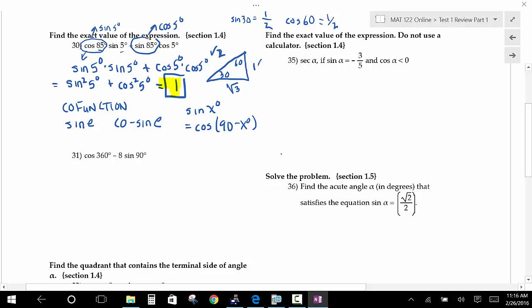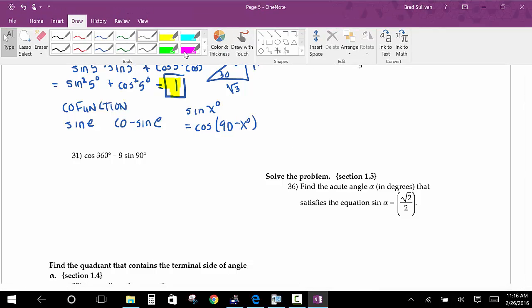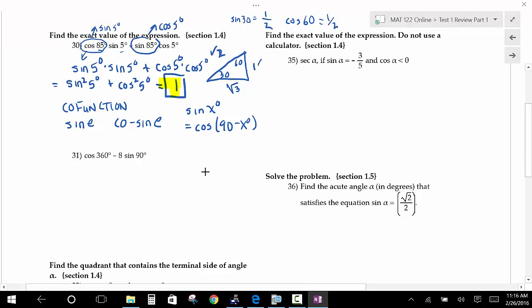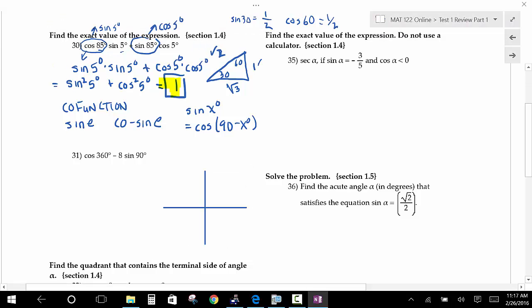Okay, well, the next one, let's see. This one you're really just going to want to work out. These are quadrantal angles, so you want to just consider where these things are on a basic circle here. So to begin with, let's look at cosine of 360.